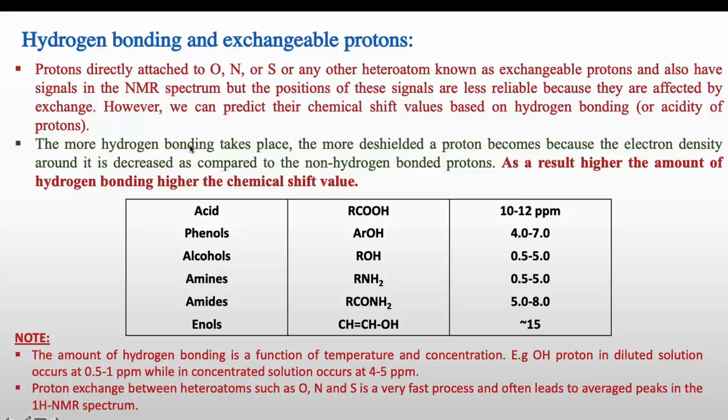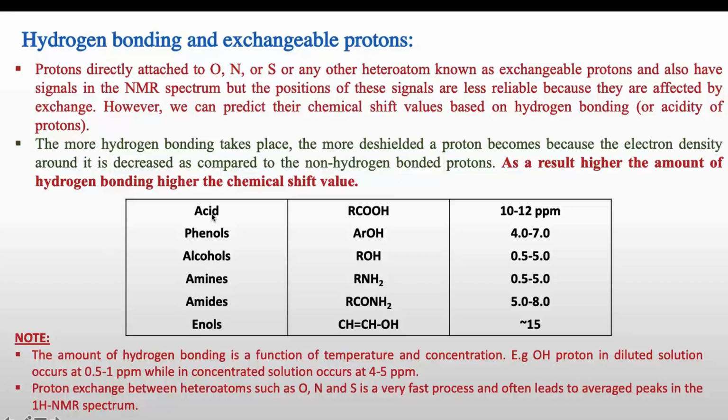The more hydrogen bonding takes place, the more deshielded a proton becomes because the electron density around it is decreased as compared to the non-hydrogen bonding protons. So as a result, the higher the amount of hydrogen bonding, the higher the chemical shift value. This means first we have to look at the amount of hydrogen bonding, then we can predict the chemical shift value for exchangeable protons, those connected to heteroatoms.